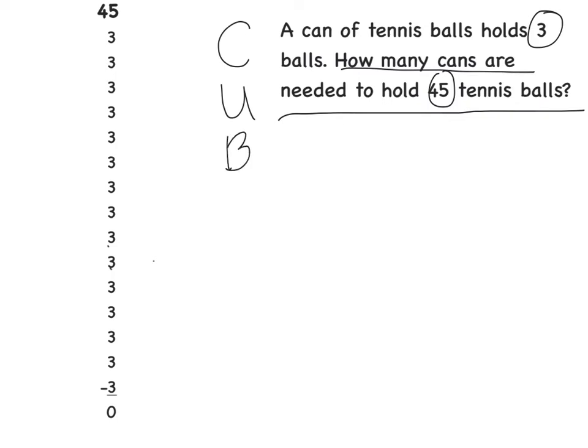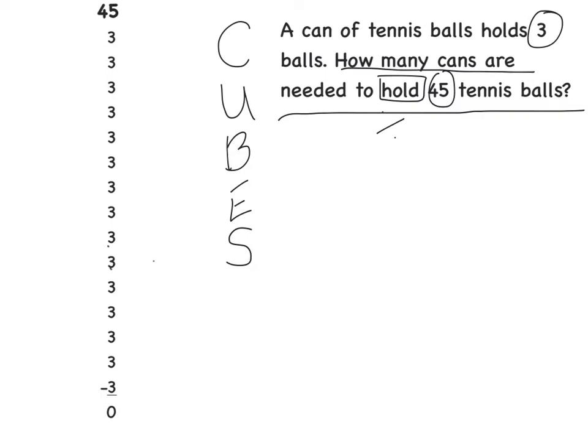Now, in this particular problem, there are no keywords to directly tell you exactly what to do, so you have to look at the words that are in the question. And since it says how many cans are needed to hold 45 tennis balls, hold tells you that you're going to be placing them into groups, so it might be division. Then we're going to eliminate any numbers that are not needed, which in this case we need to use both 3 and 45. And the last step is to solve.